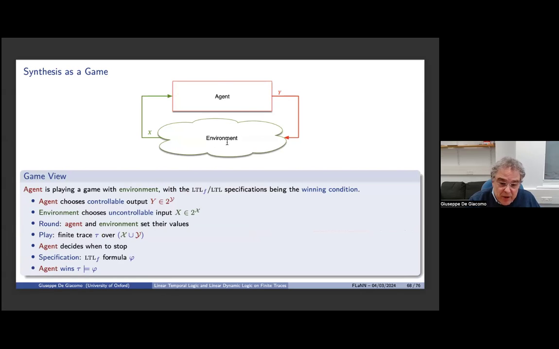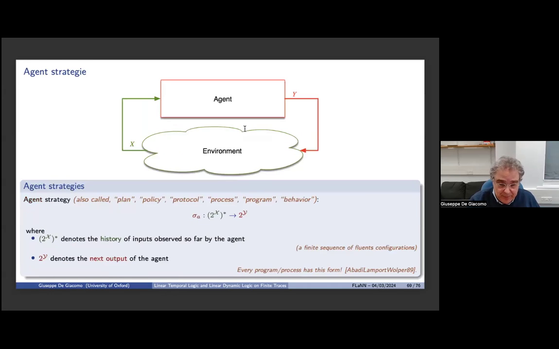And you are immersed in an environment. The environment is giving you some inputs, and you are giving output to this environment. This is a loop that is going to repeat arbitrarily many times. Essentially, you can really see it as a game between the environment and the agent. The environment makes its move, the agent makes its move, and so on and so forth, every time we have a round of this game.